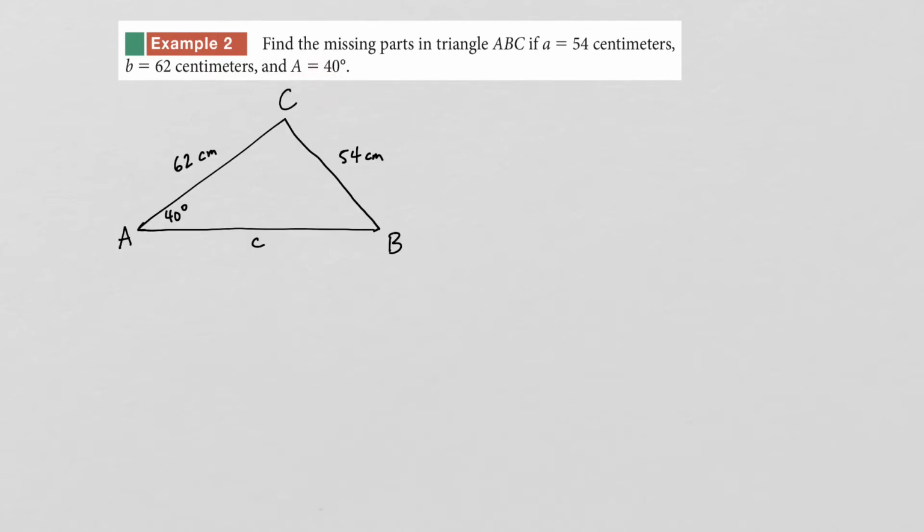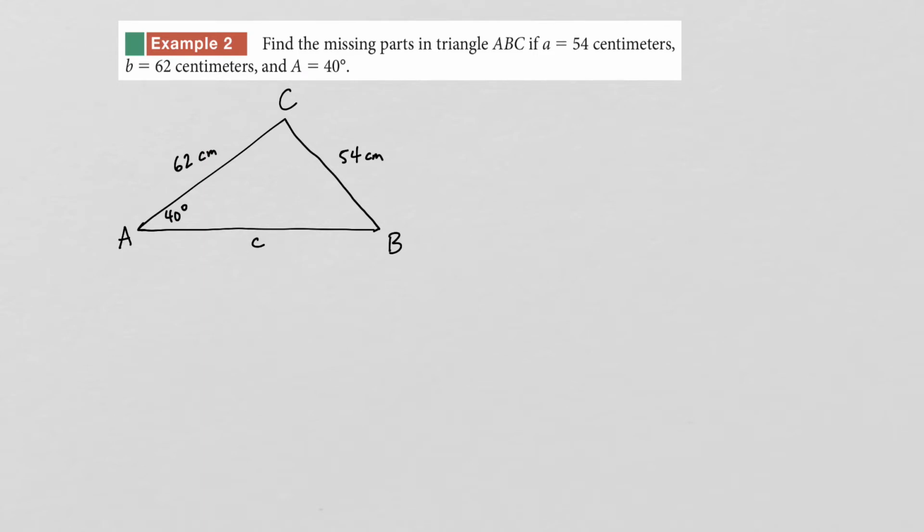Let's go ahead and take a look at an example where you do get a solution. So in the second example, it says, find the missing parts of the triangle ABC if side A is 54 centimeters, side B is 62 centimeters, and angle A is 40 degrees. Let's draw a picture. So once again, I want you to notice that we have side-side angle.